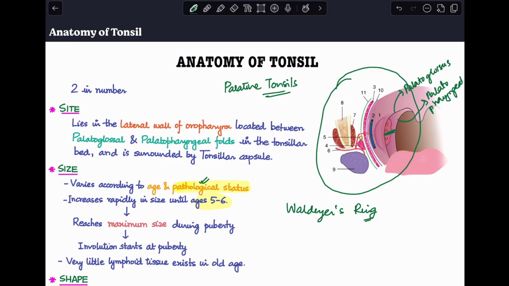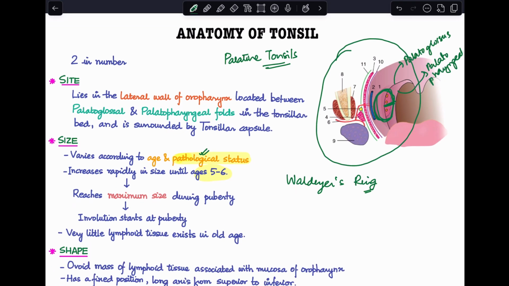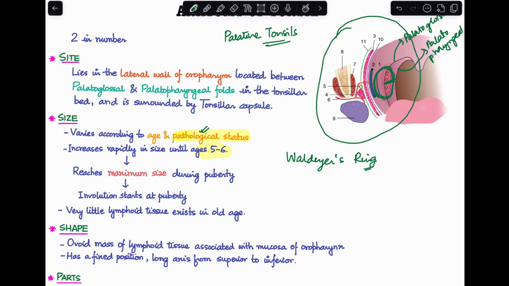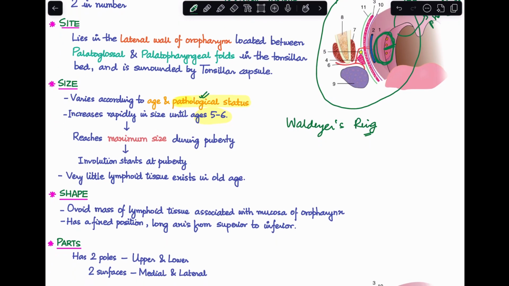Now, talking about shape, if we look over here, we can see that the tonsil is looking like this ovoid mass. So, it is this ovoid mass of lymphoid tissue which forms a part in the Waldeyer's ring. And this has a very fixed position. You can see in the image here that the long axis of the tonsil lies in this superior to inferior direction. So this is the location of our tonsil.